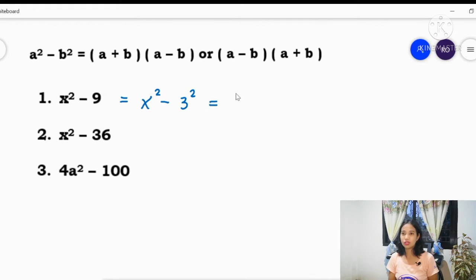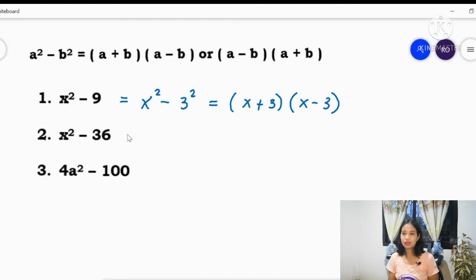Okay, so this is equal to the quantity, just copy the bases, the x and 3. So, x plus 3 times x minus 3. So, these are now the factors of x squared minus 9.